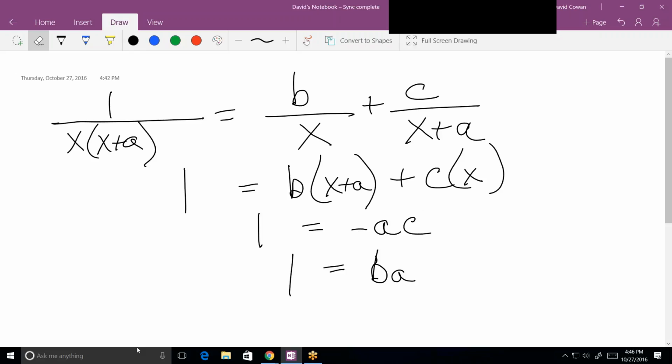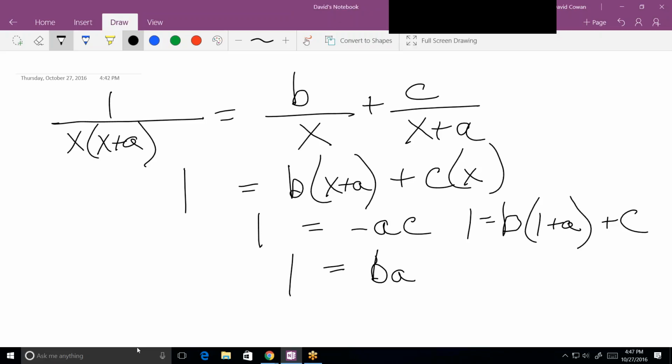So, maybe one other spot we can go here. And that is, you can let x equal anything you want, and we've let it equal minus a and 0. What if we let it equal 1? Then we would have... Isn't it b plus ba plus c? And then that would have to equal 1. And that might be our third equation.